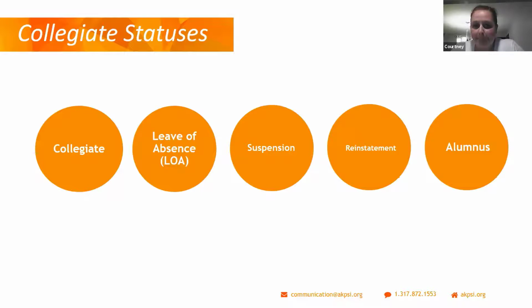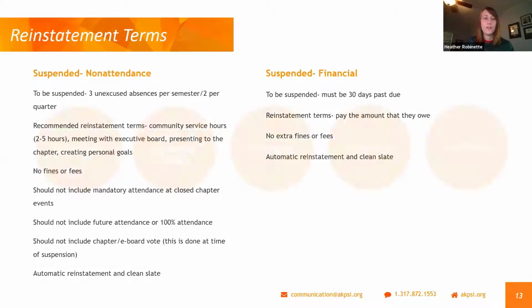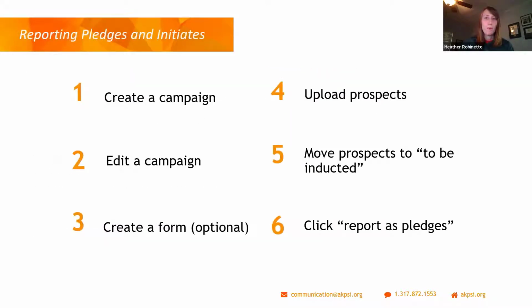Awesome. Go ahead. And that actually leads us into some of what you've already touched on with the reinstatement terms. I don't know that we'll go too in depth since you mostly covered this in the previous slide. So we'll go ahead and move on to reporting pledges and initiates. These are just the steps. Here in a second, we're going to look at a quick screenshot. A lot of times the VPM will handle this, so just make sure you're on the same page with your Vice President of Membership in terms of who is going to be doing this.